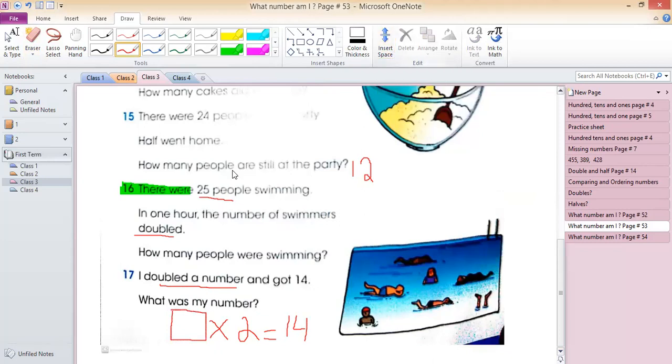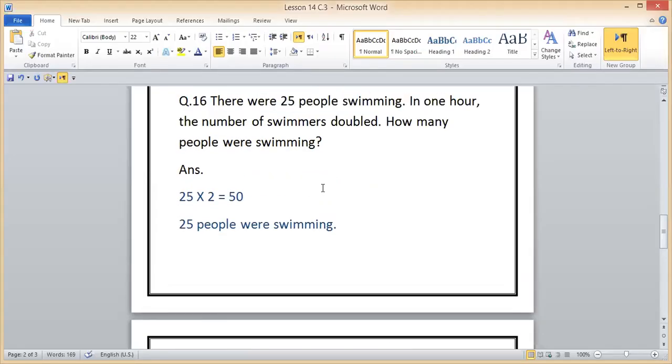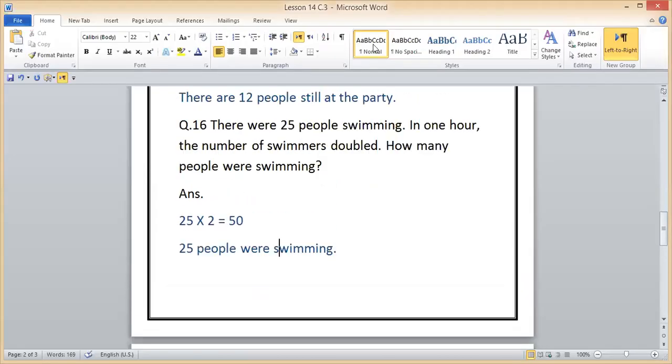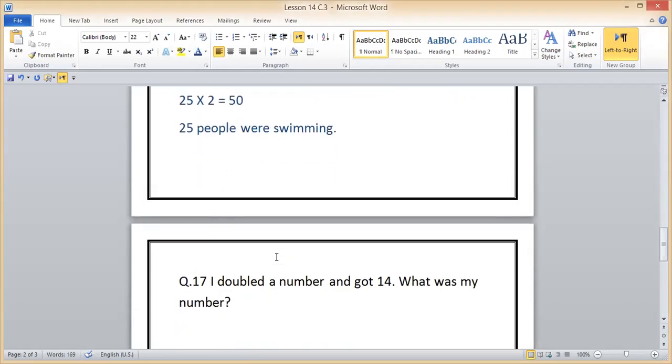Let's move to this screen again. Yes, guys, in order to find out that number, what will you do? Can you tell me? Sir, the answer is 7. The answer is 7. Very good. The answer is 7 because you will find the opposite.